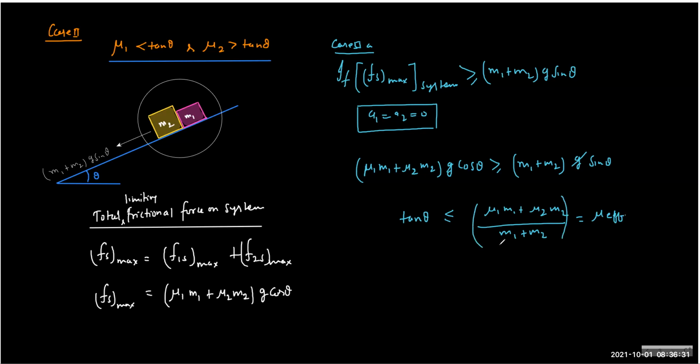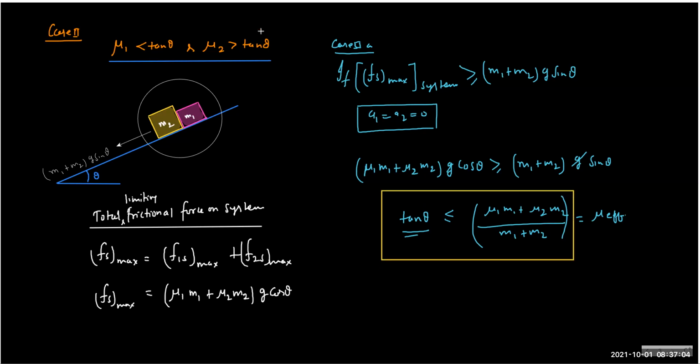Like if you have a two block system and you want to find the equivalent frictional coefficient, this is the formula for that weighted average. So mu_effective = (mu1 m1 + mu2 m2) / (m1 + m2) is the weighted average, and if it exceeds tan theta, or if tan theta is less than this value, again the motion will not take place. This mu effective is a ready-made formula you can always use to determine whether the motion will take place or not, even without solving.